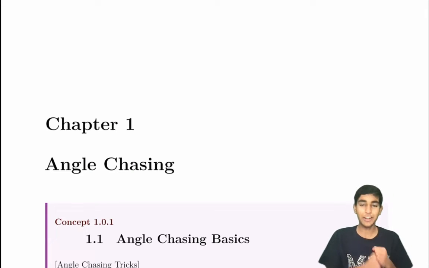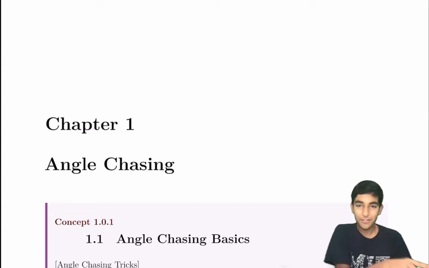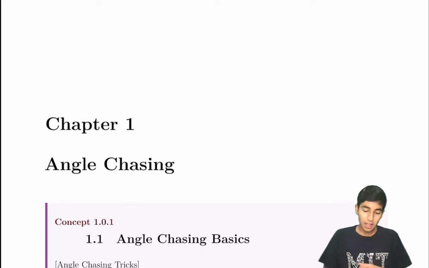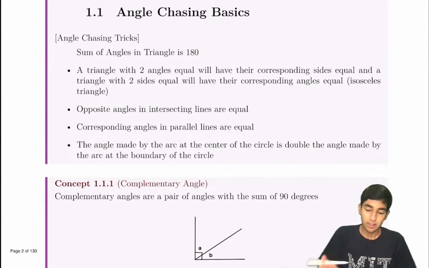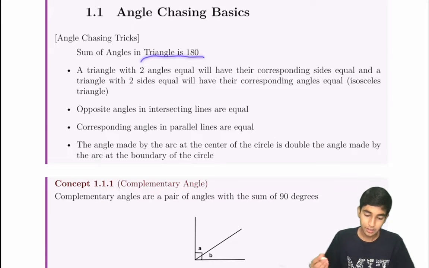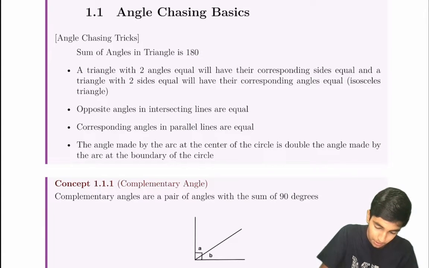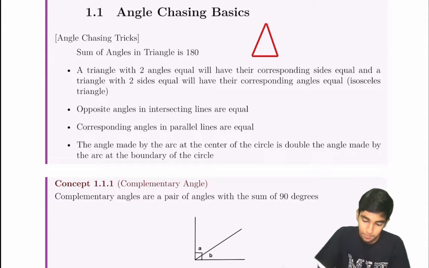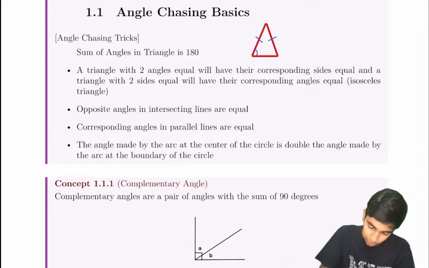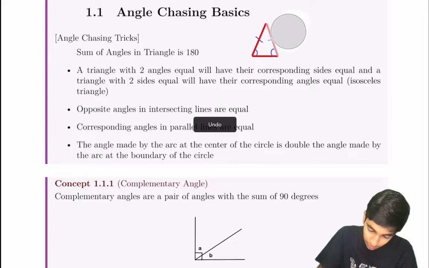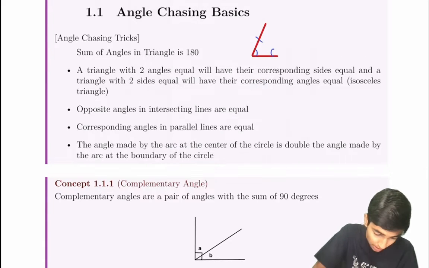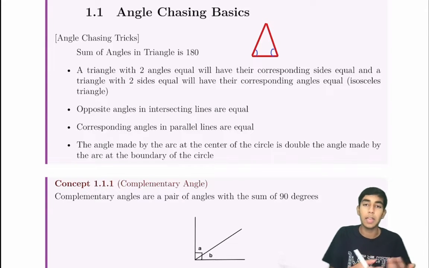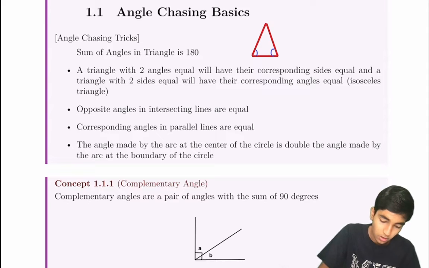Today, we're going to be adventurous angle chasers, chasing down those nifty angles you can't find. But first, let's start off with the basics. The sum of angles in a triangle is 180, of course, and the isosceles triangle property is that if the two sides are equal, then the two corresponding angles are equal. Similarly, if the two corresponding angles are equal, then the two sides are also equal. So basically, it's multi-directional. The sides equal means the angles equal means the sides equal.